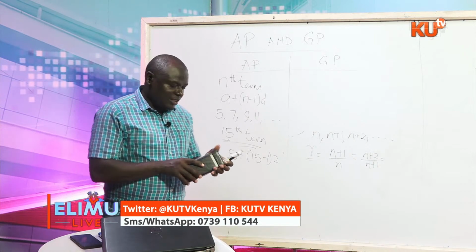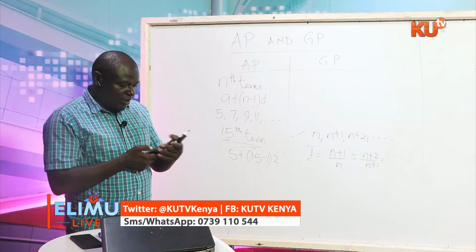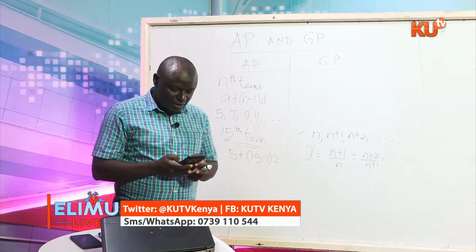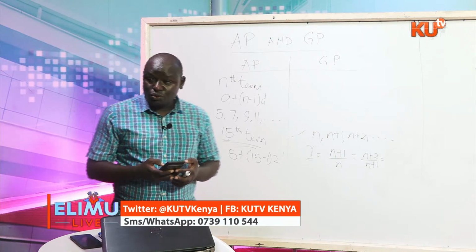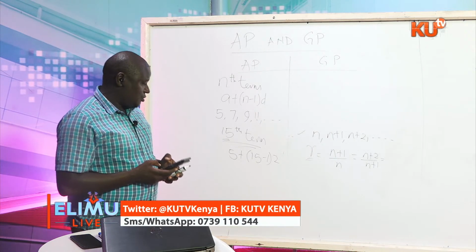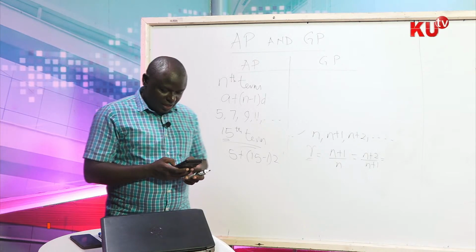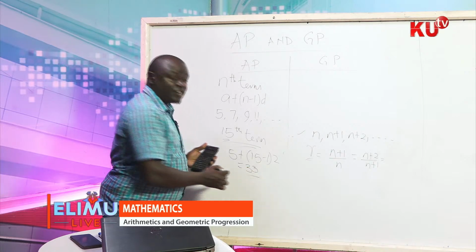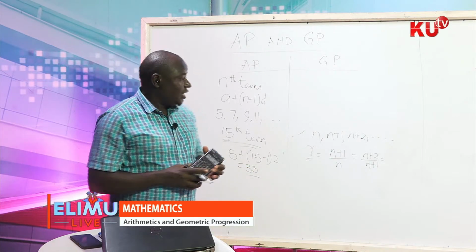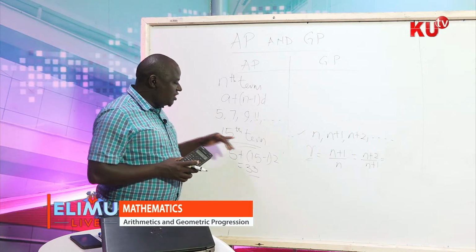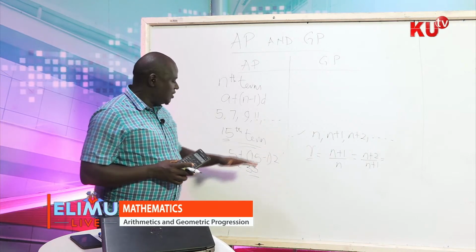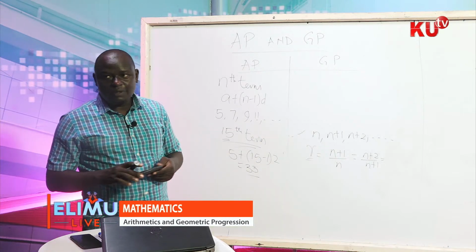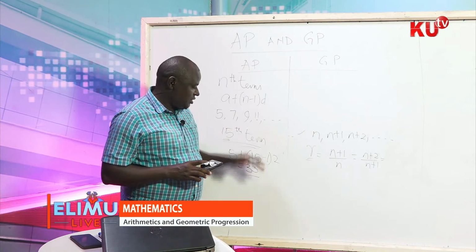Then using your calculator or otherwise, you can always work out the bracket. 15 minus 1, you get 14. You multiply that by 2, you get 28, and then you add 5 to get 33. It is suffice to say that the 15th term in this particular sequence is 33.